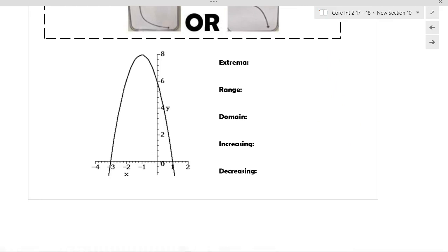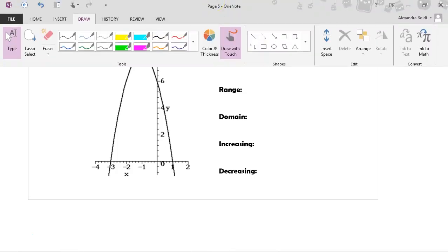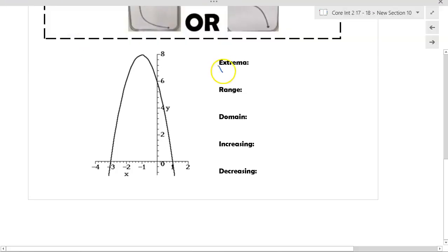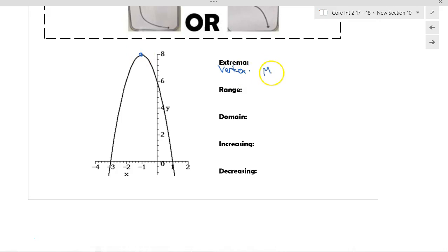So let's look at an example with no context first, before we look at when we have context. Our extrema is just our vertex, is really what it's asking for. It's just a fancy way of saying it. So this one has a max, and that point looks to be about -1, 8.